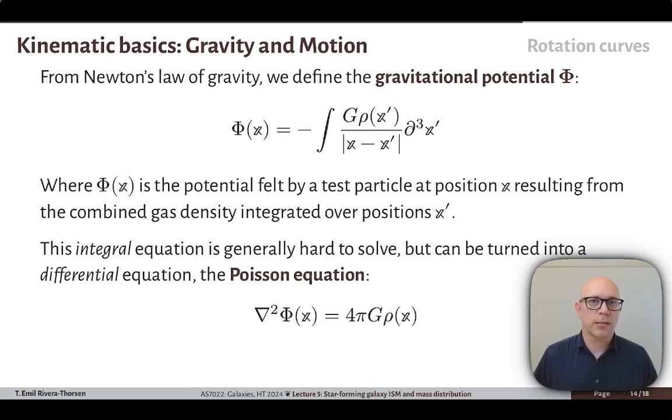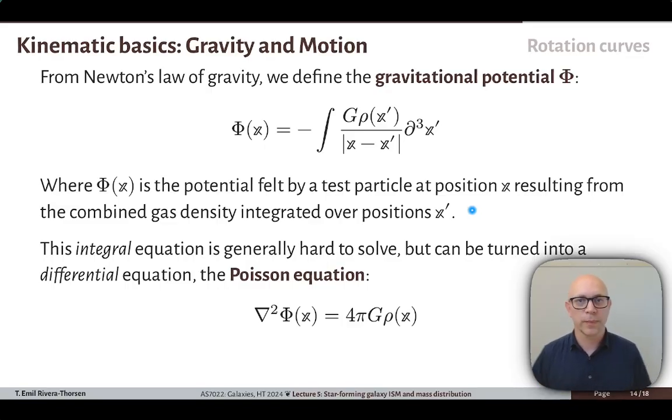Going back to the basics from Newton's law of gravity, we can define the gravitational potential phi as a function of the position vector x. And this is going to be solved as this rather unpleasant looking integral equation that we see here. What that says is that the potential felt by a test particle at position x, resulting from the combined gas density integrated over all positions x prime, is given by this expression here. But that means that in principle, we would need to integrate over the entirety of space in order to solve this equation.